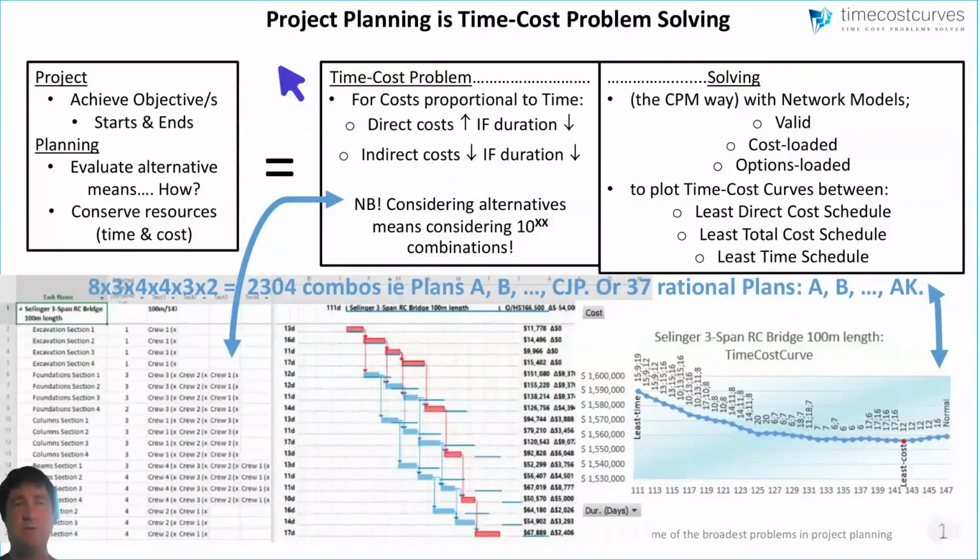Okay, so the time cost problem. As I said, you're only interested in the costs that are proportional to time.